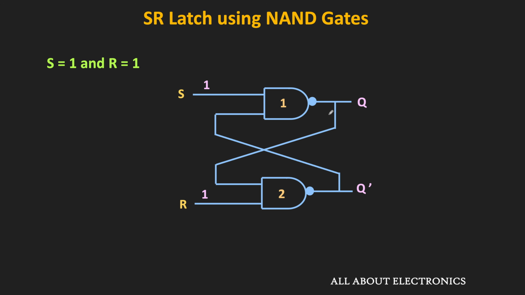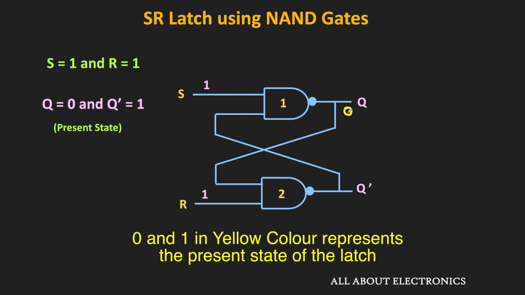So when both the inputs of the latch are 1, then it will retain its present state, and there will not be any change in the output of the latch. So let's say currently this Q output is 0 and Q bar is equal to 1. That means this 0 will also appear at the input of this second NAND gate, and likewise this 1 will also appear at the input of this first NAND gate.